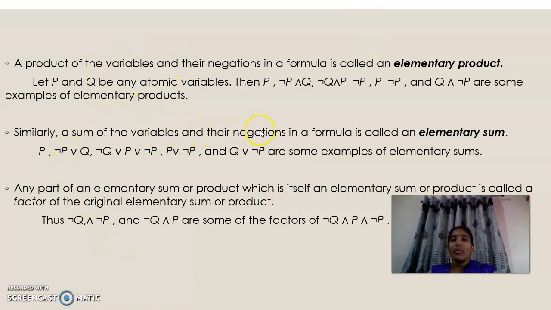Here a sum of variables and their negations is called an elementary sum. Elementary sum is nothing but a disjunction.